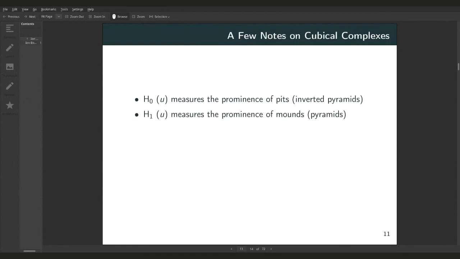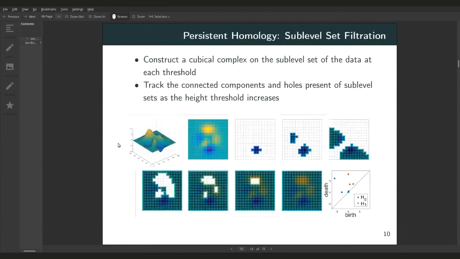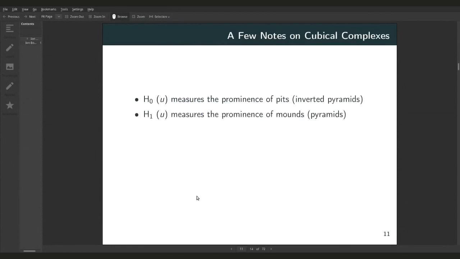Okay, so H0 measures the prominence of pits or inverted pyramids. So H0, remember, is connected components. So we can see that here. There's two pits in this example, and we can see that they emerge. One is bigger than the other, and then they fill in. And so that's encoded with H0, and H1 will encode information about the peaks. Okay, but they do it in slightly different ways. We have to be careful here.